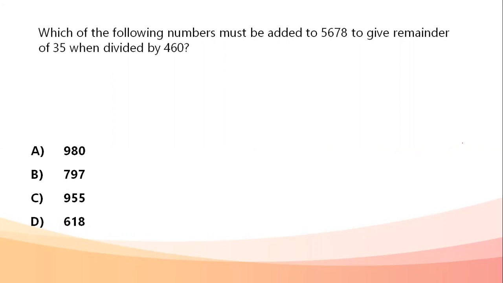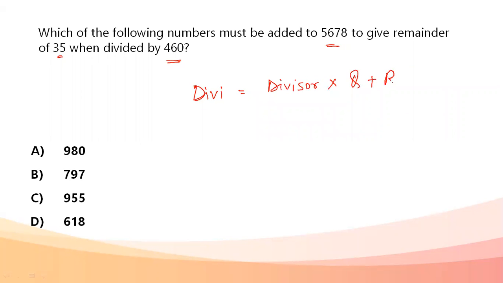Okay, next question. Which of the following numbers must be added to 5678 to get a remainder of 35 when divided by 460? Again the same theory: dividend equals divisor into quotient plus remainder. Now the dividend is 5678, the divisor we need to find out. We have 460 into quotient plus remainder 35.